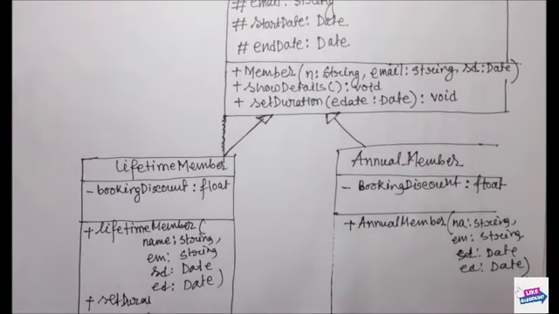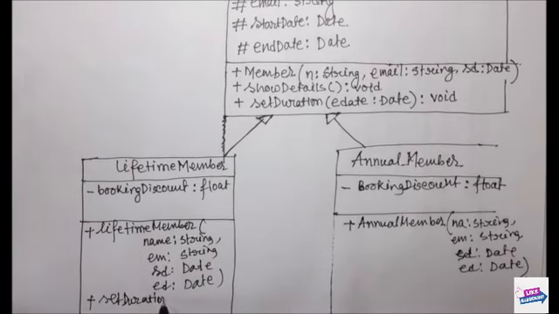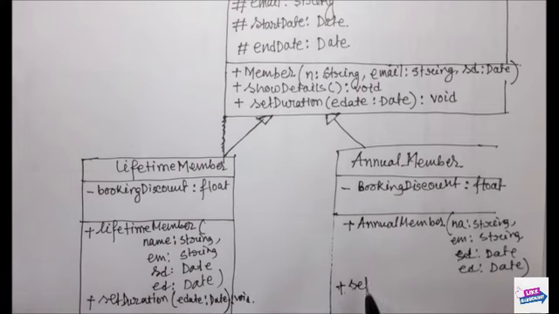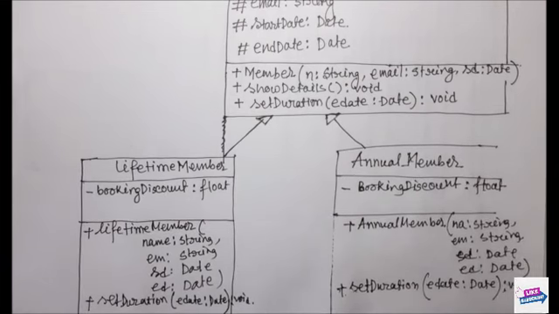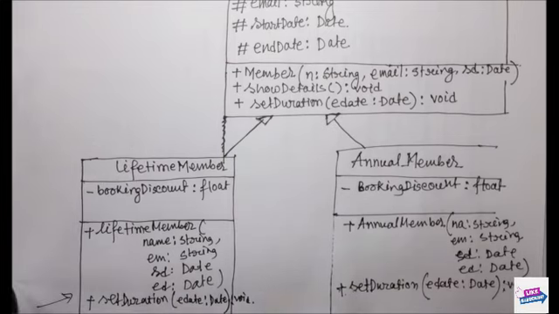I will write the name of the function, duration, and end date. The method signature must be the same. So here the date, and return type is void. Okay, and here I am doing the same thing, set duration, end date, date, void. Okay, so right. So here we are just overriding, method overriding. So that is happening here, method overriding.